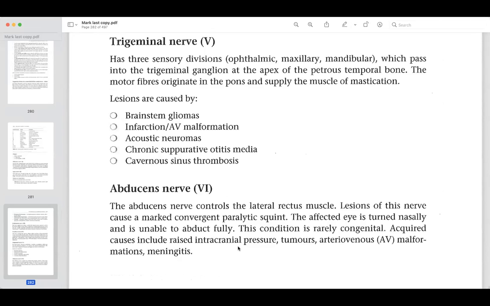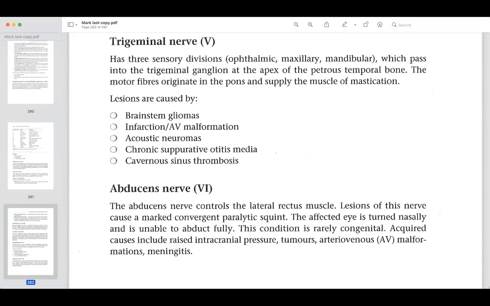Acquired causes include raised intracranial pressure, tumors, AV malformation, and meningitis. Again, tumors and infection came here. So infection, tumors, AV malformation, and for these two nerves, 4 and 6, they say raised intracranial pressure as well. Okay, so we will go at once to the pictures of both these conditions.